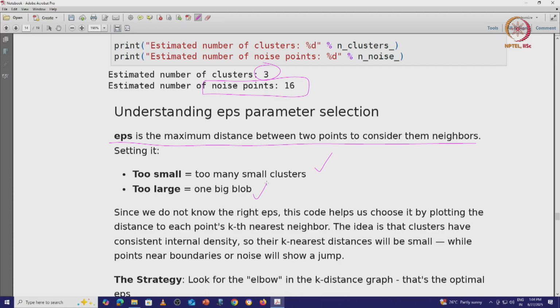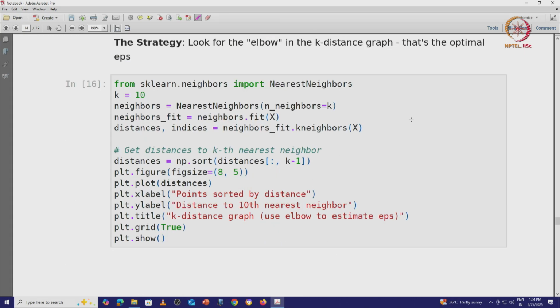It's like saying that this is the data set of this particular problem. There's no insight from there. So again, since we don't know the right epsilon, we plot the distance to each point's kth nearest neighbor, and the idea is that clusters have consistent internal density, so their kth nearest distances will be small, while points near the boundary or noise will show a clear jump, which is what we saw in the previous example as well. And we need to look at the elbow in the kth distance graph, so that's what we are doing. We are importing the nearest neighbor module from sklearn.neighbors, and we are looking at the 10th nearest neighbor here, because we want each cluster to have at least 10 points, right.